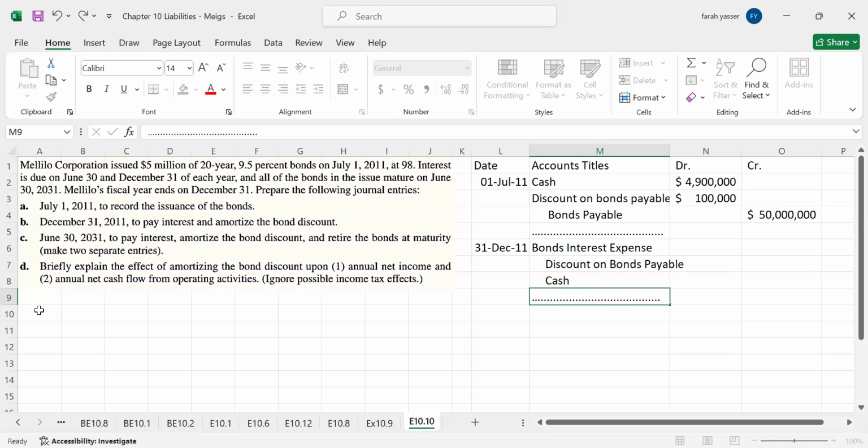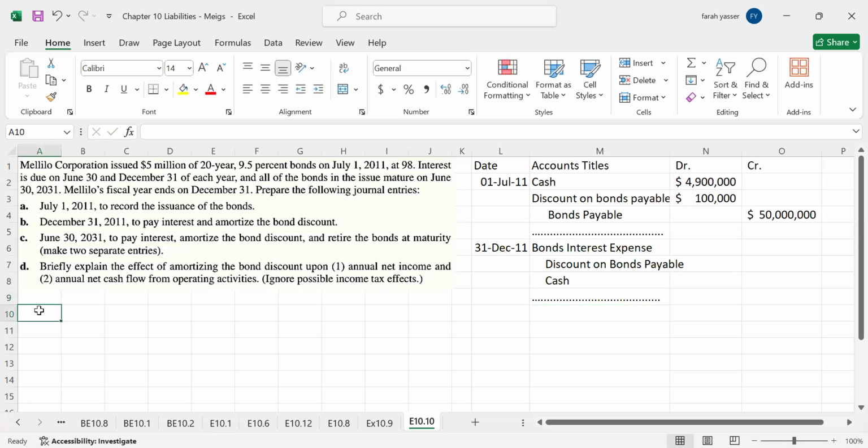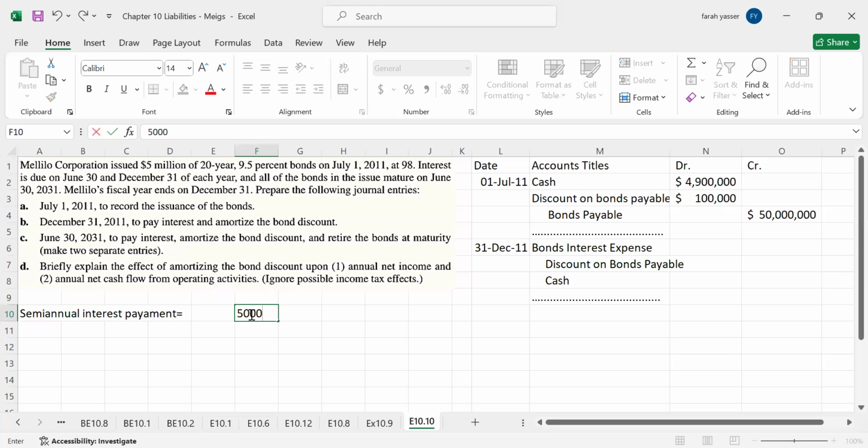The calculation, here we are going to calculate the semi-annual interest payment. So total bond amount is 5 million. We multiply it by the interest rate, which is 9.5%, and divide it by 2 because payments are semi-annual payments. So this is your total semi-annual interest payment.